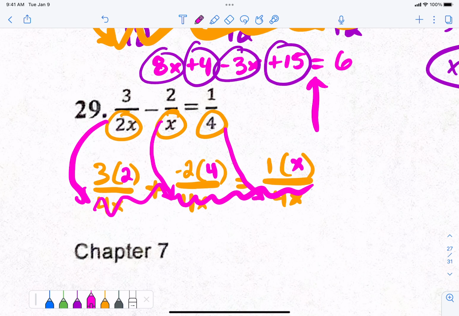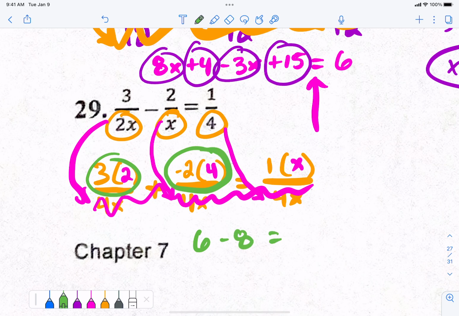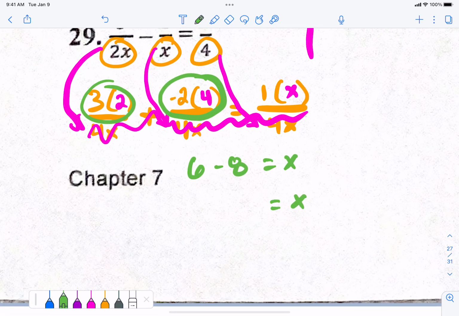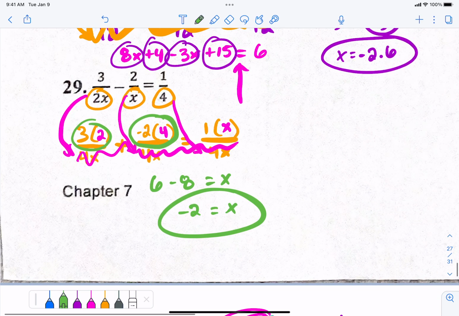All right, 3 times 2. This is 6. Negative 2 and 4 makes negative 8 equals x. So we don't even have to move anything really. Negative 2. Negative 4, yeah. That was so nice. Yes, x equals negative 2.